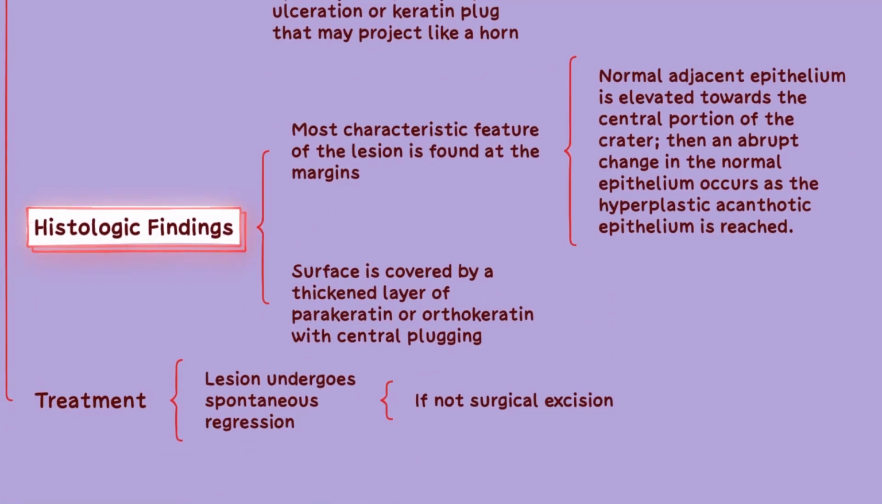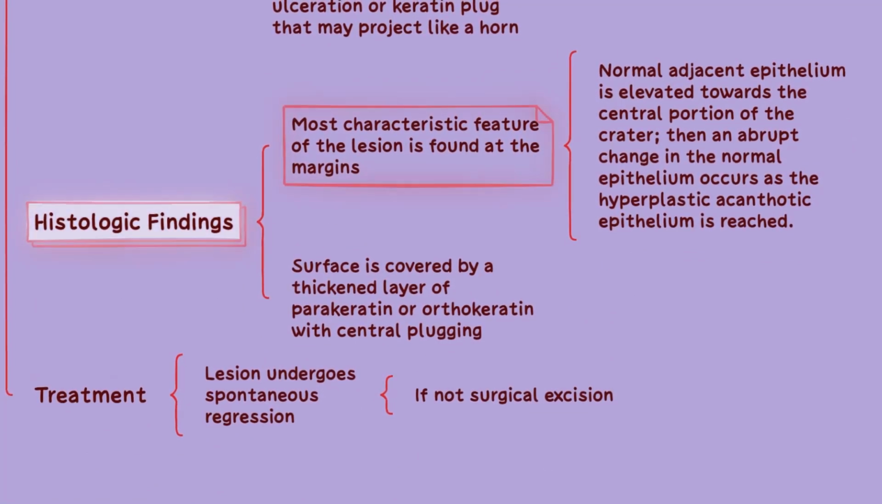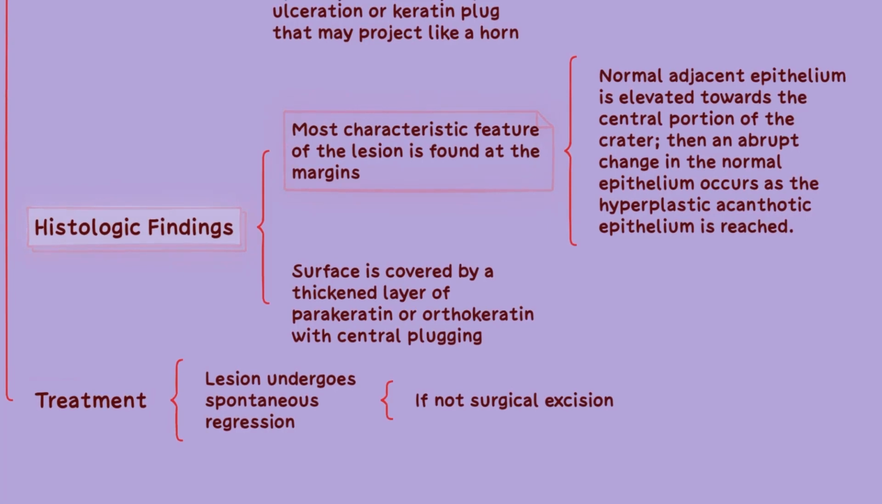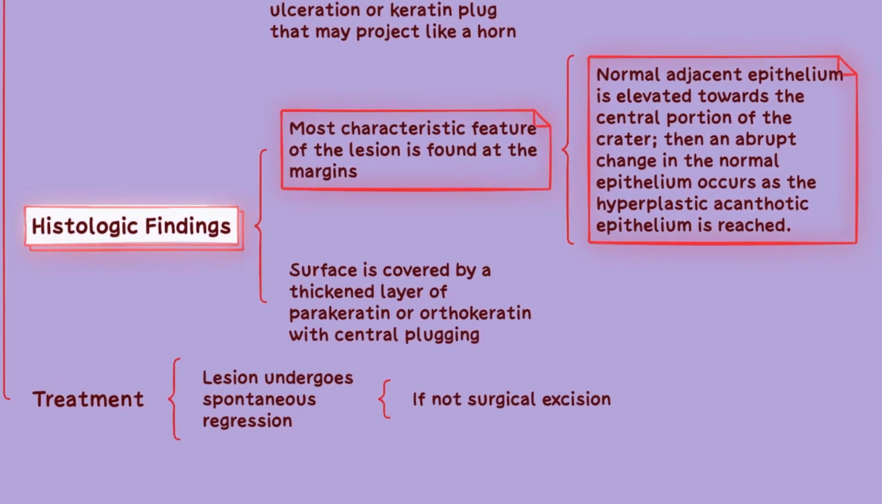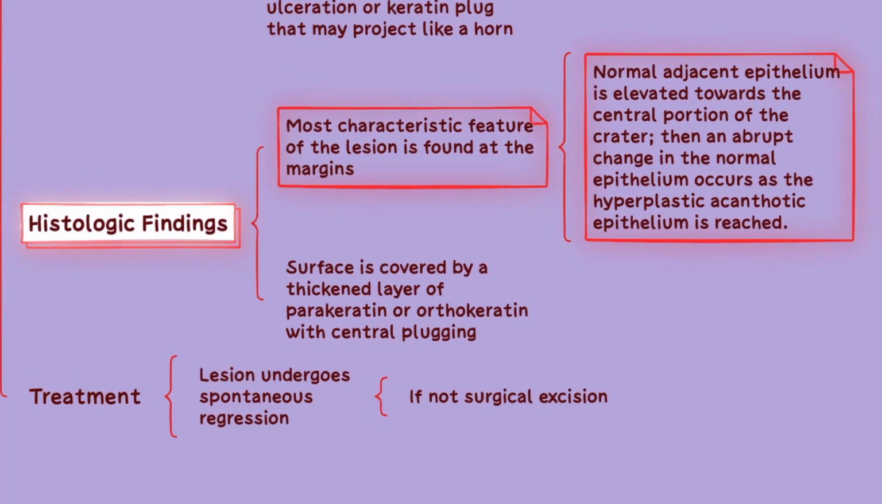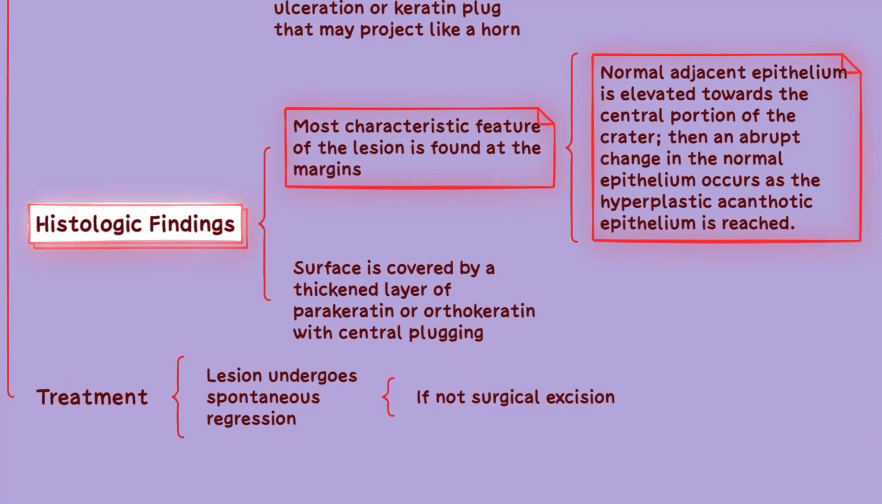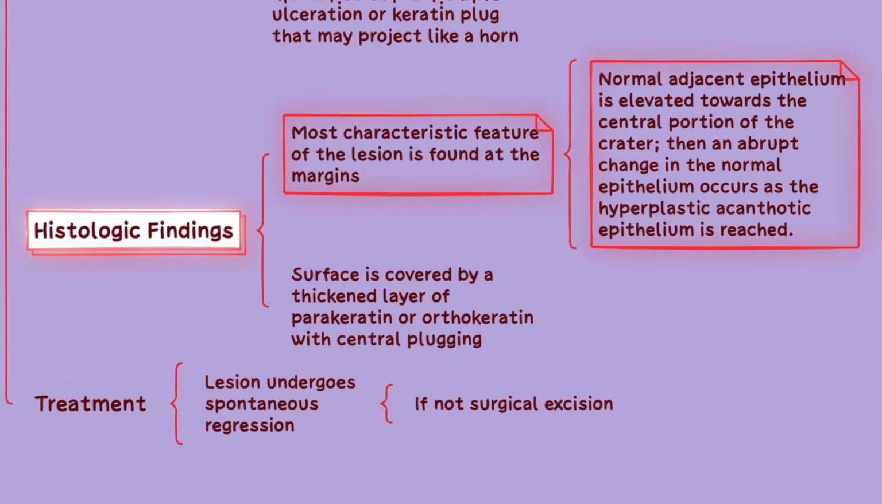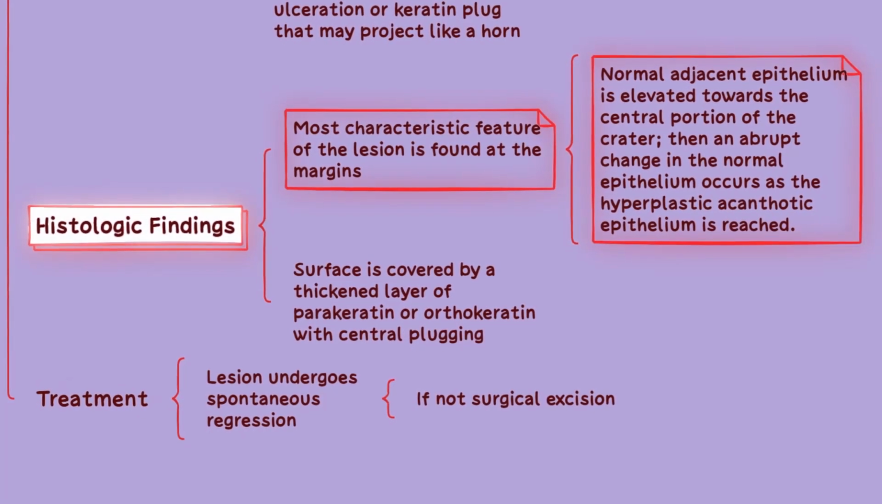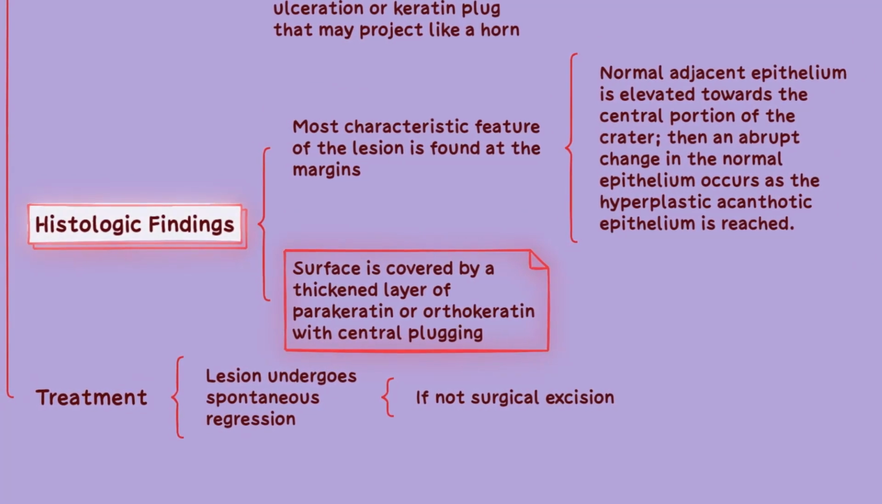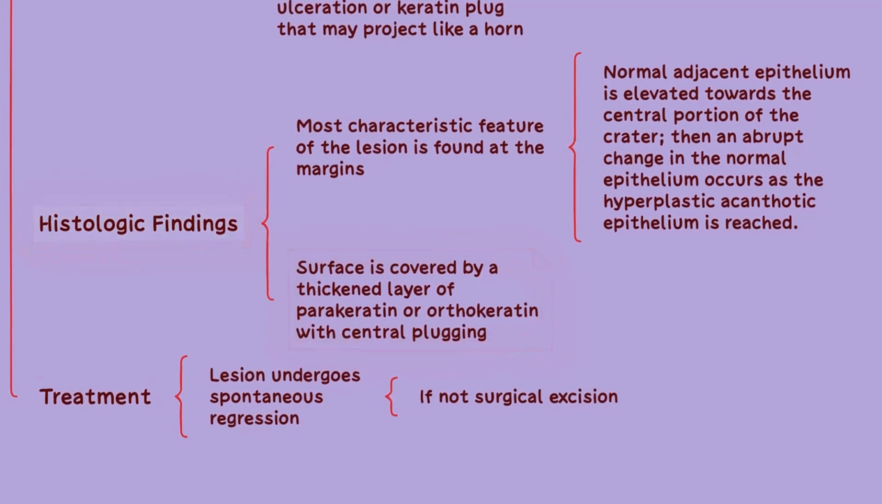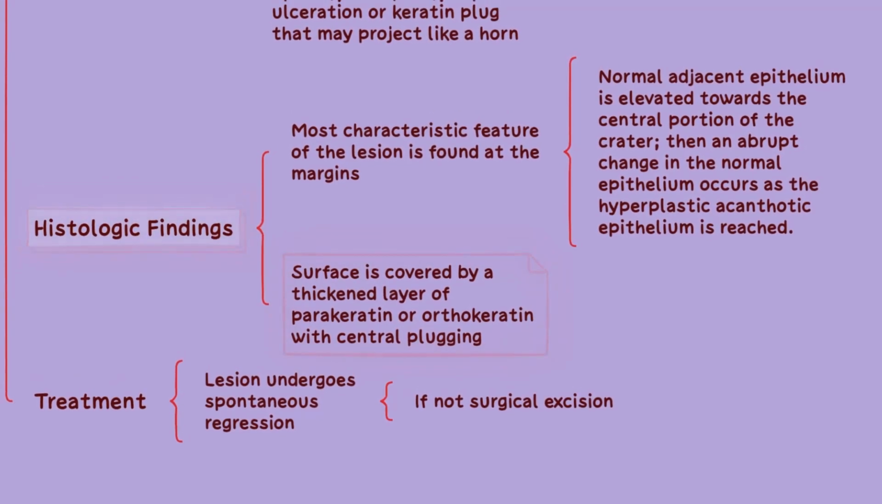Histologically, the most characteristic feature of keratoacanthoma is found at the margins. It is that the normal adjacent epithelium is elevated towards the central portion of the crater, and then there is an abrupt change in the normal epithelium as the hyperplastic acanthotic epithelium is reached. The surface is covered by a thickened layer of parakeratin or orthokeratin with central plugging.